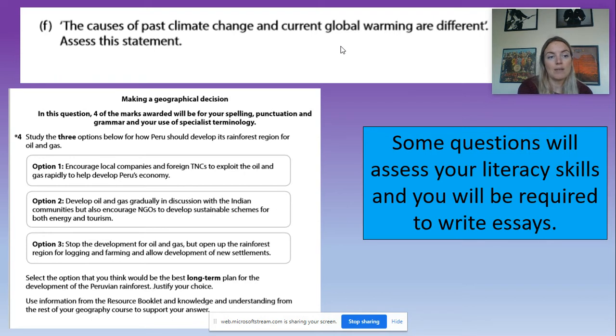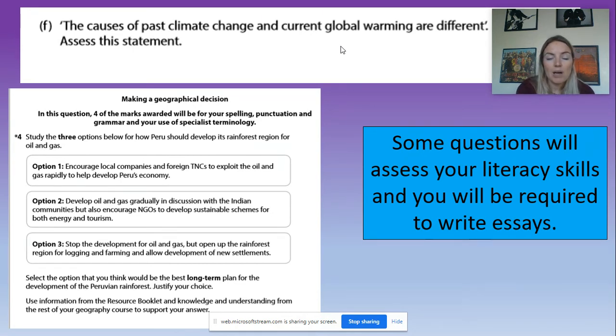So here, the example I have included says, study the 3 options below for how Peru should develop its rainforest region for oil and gas. So it gives you 3 options. You need to explain why you've chosen the option you have and why you wouldn't choose the other options.